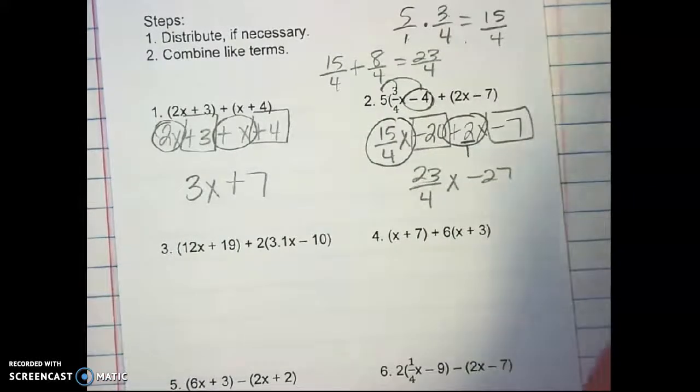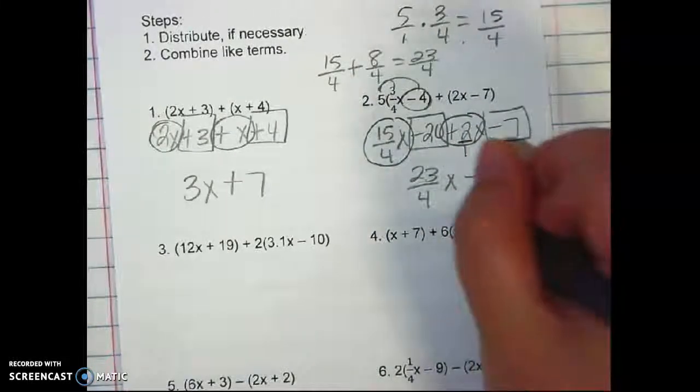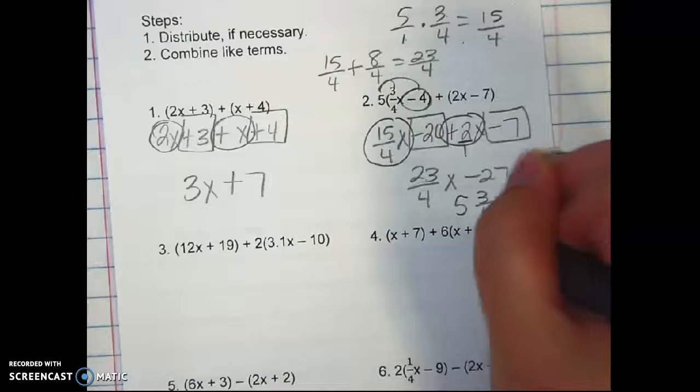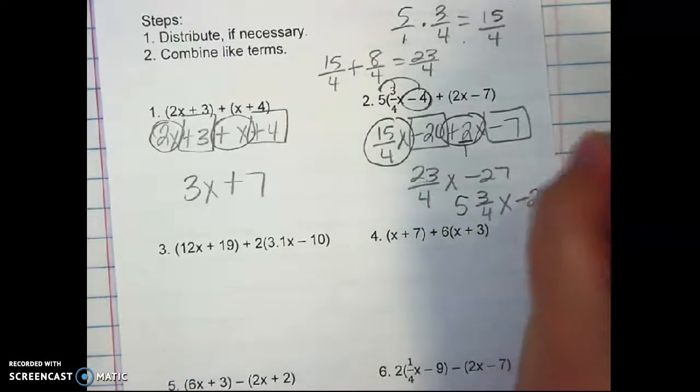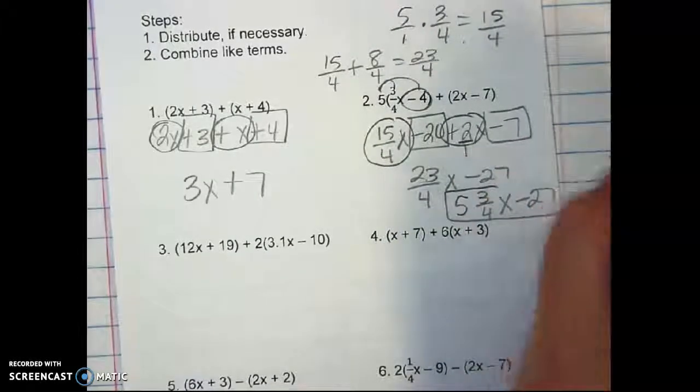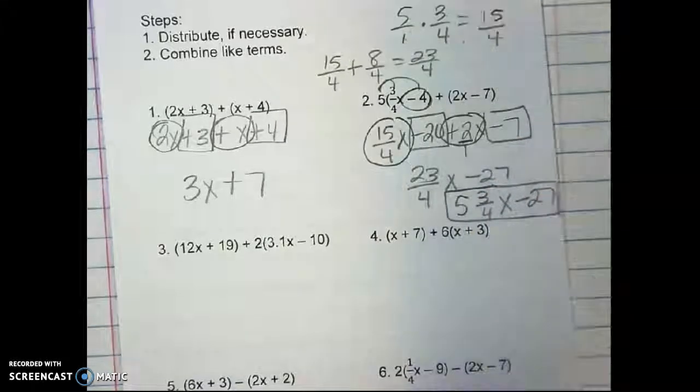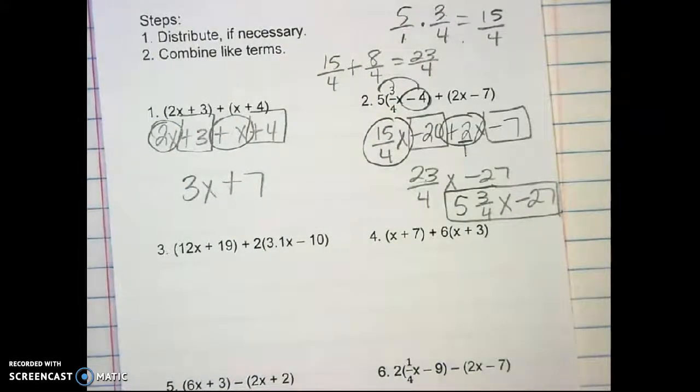Now I can rewrite my improper fraction as a mixed number. 4 will go into 23 5 times with 3 left over. Keep your variable. Minus 27. 5 3/4 x minus 27.